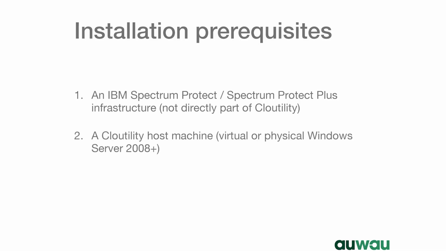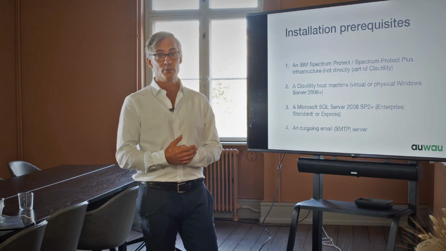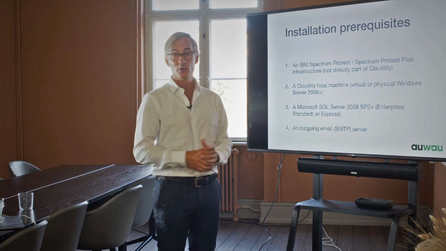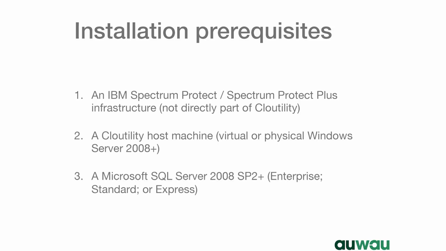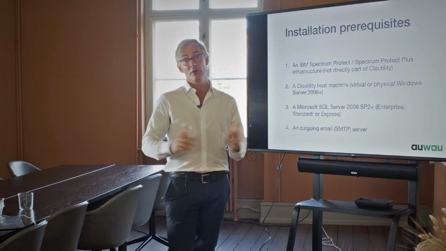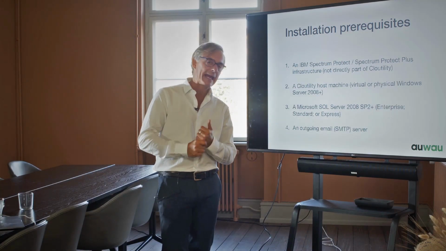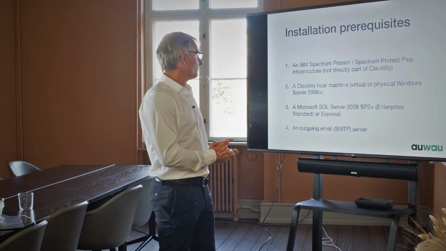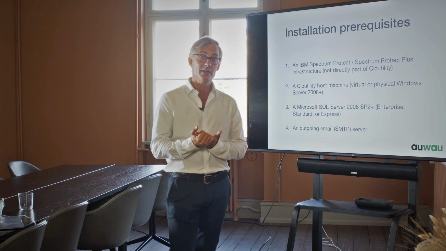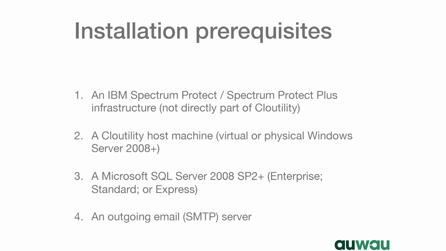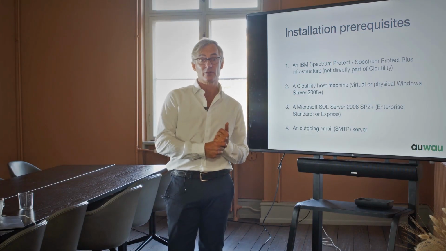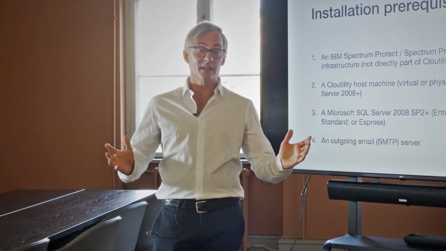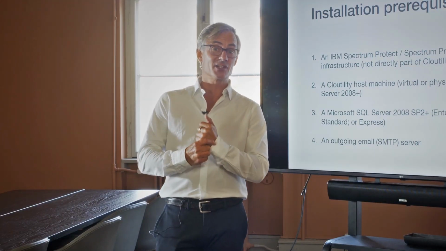Then secondly, you will need a virtual or physical Windows machine for the Cloutility host machine, and we do support Windows Server 2008 and newer. Then you would need access to a Microsoft SQL Server. Version covered is 2008 Service Pack 2 and newer. And this could be the Enterprise, the Standard, or the Express editions. And finally, you will need an outgoing email SMTP server that will be used for sending out emails from the Cloutility system. From there, let's go and have a look at the actual installation process.